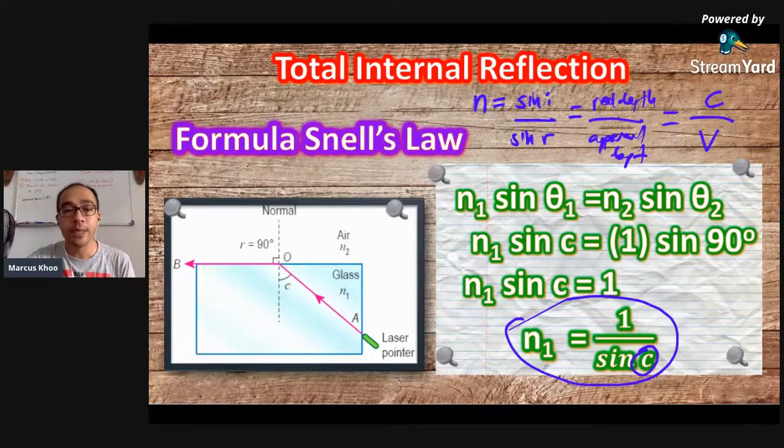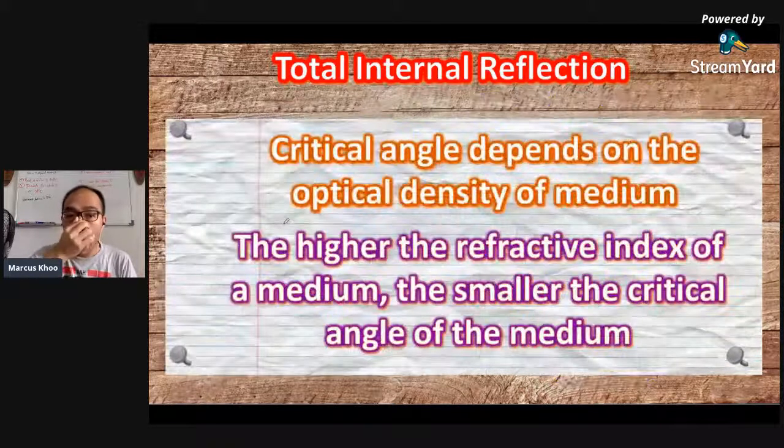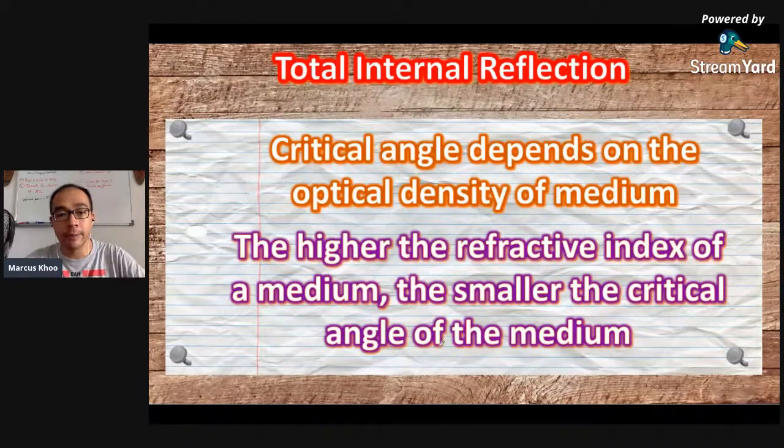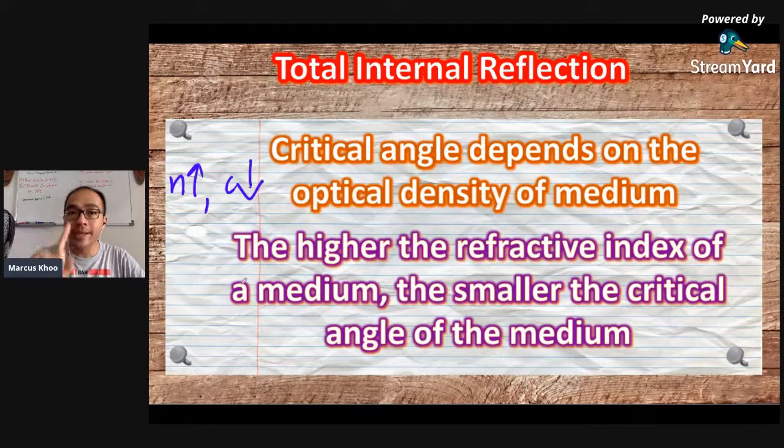But again, this is on the condition that the light is traveling from more optically dense to less optically dense. This is something that we established earlier: the higher the refractive index, the smaller the critical angle. The bigger the n, the smaller the c. The critical angle depends on the optical density of the medium. Bigger optical density means bigger refractive index.